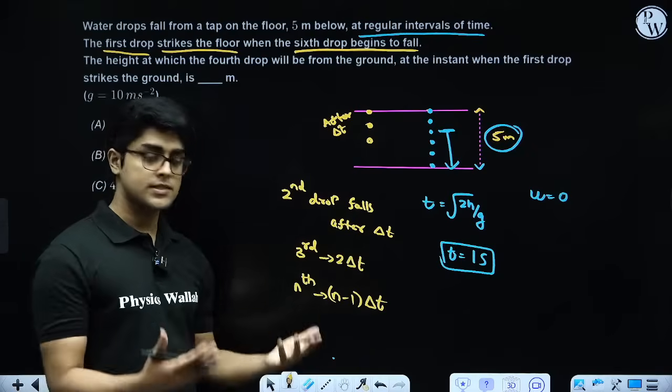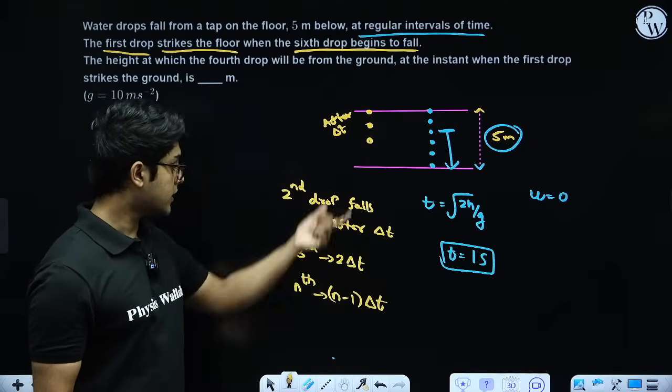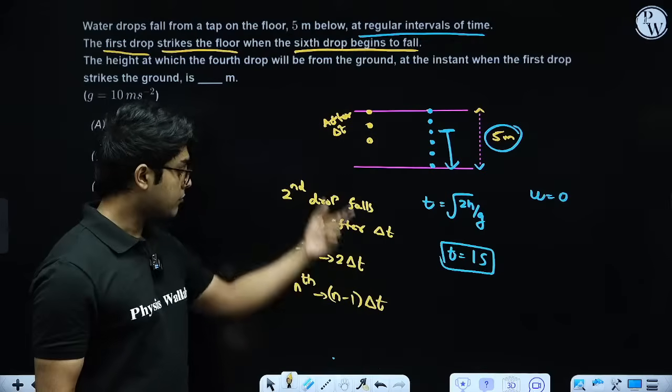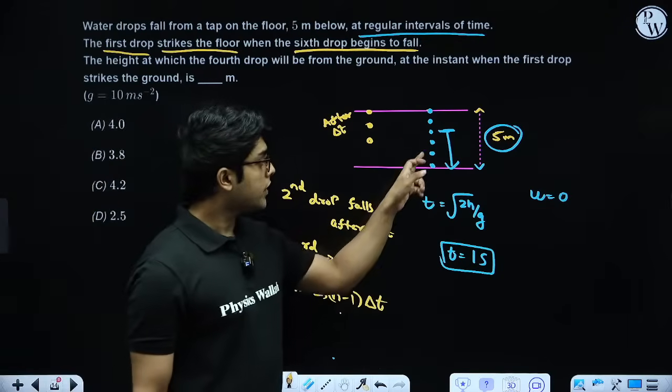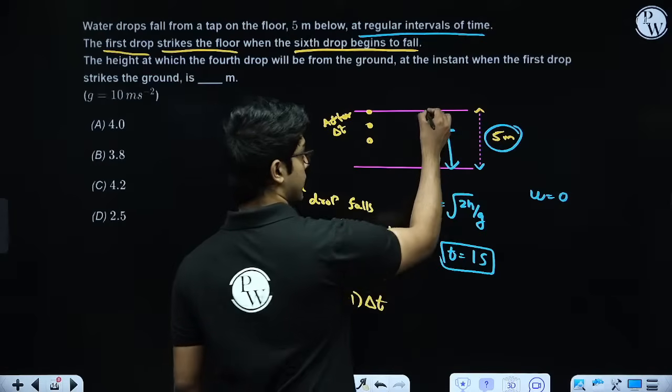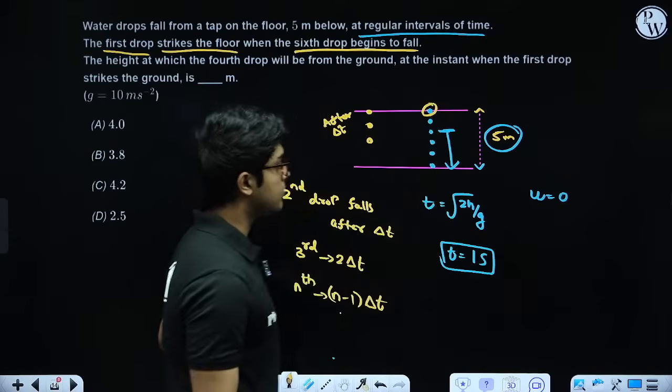After delta t time, the second drop comes out. After 2 delta t time, the third drop comes out. And after n minus 1 delta t, the nth drop comes out. So over here, the sixth drop is just coming out, right?